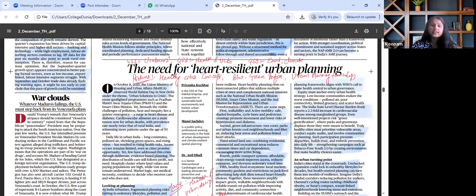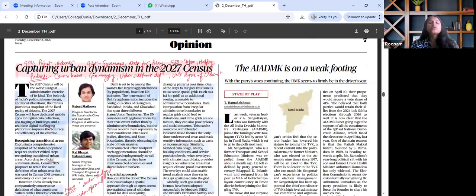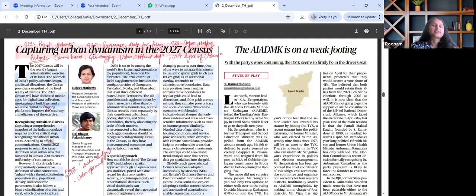The next important article in the paper, which is very much relevant to read, is about capturing urban dynamics in the 2027 census. Relevant for GS Paper 1, population and urbanization. Also relevant for GS Paper 2, governance and data for policy making. Also GS Paper 3, infrastructure and mapping.